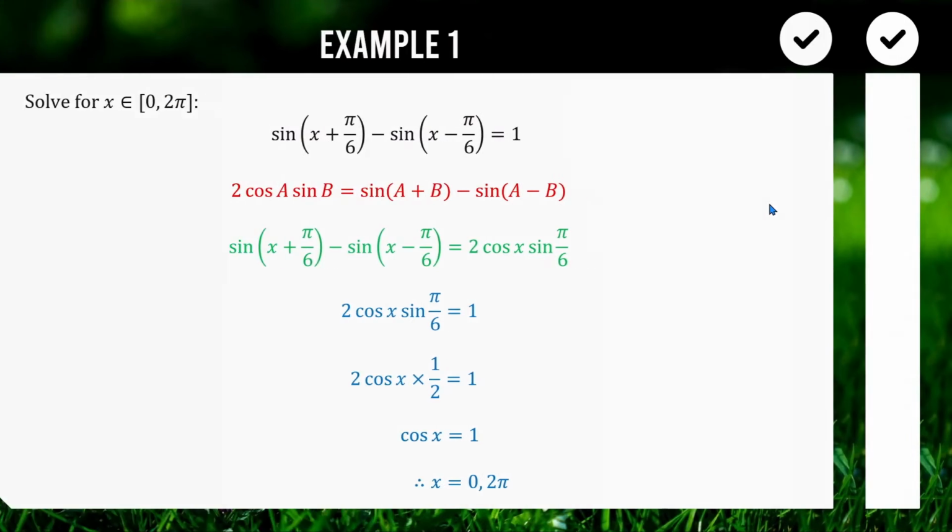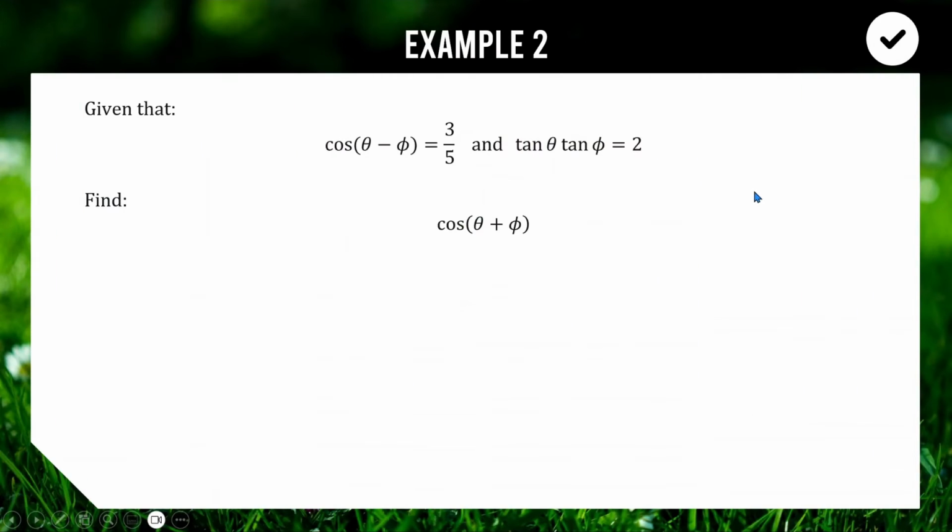Okay, moving on to the next one, example 2. We have a bit of a mess here. We've got some Greek alphabet soup going everywhere. We've got, given that cos of theta minus phi, another Greek letter, is 3/5, and tan theta tan phi is equal to 2, find the value of cos theta plus phi.